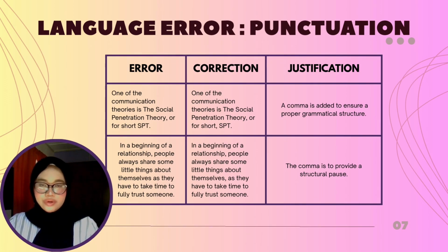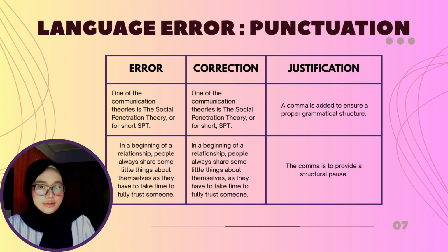Moving on to punctuation error. As we can see in the table, both errors identified here involve missing commas. In the first error, a comma was missing after the introductory phrase "or for short." Adding a comma right before SPT ensures proper grammatical structure and isolates the abbreviation correctly.